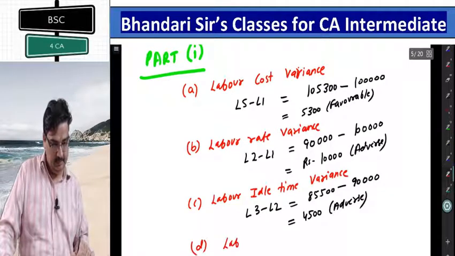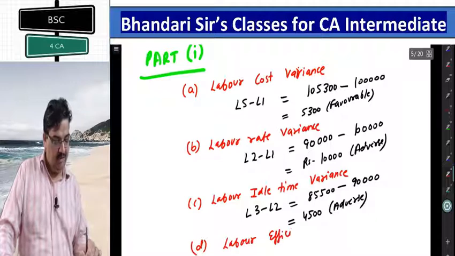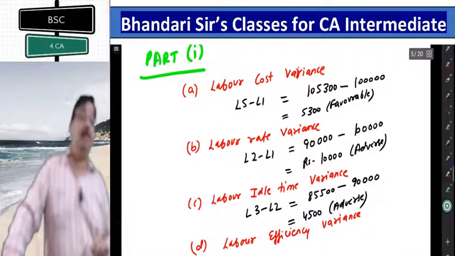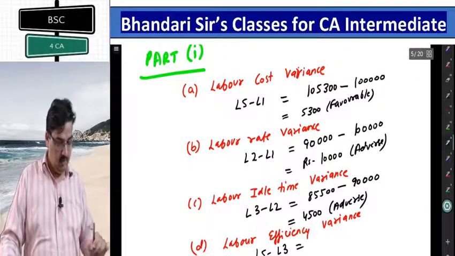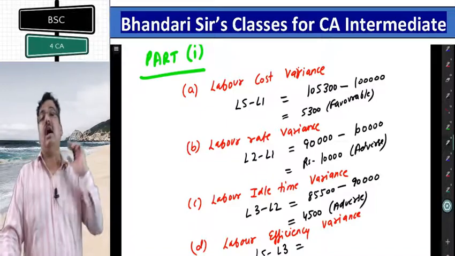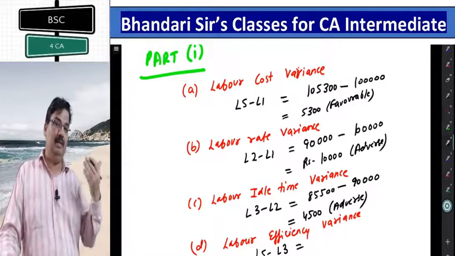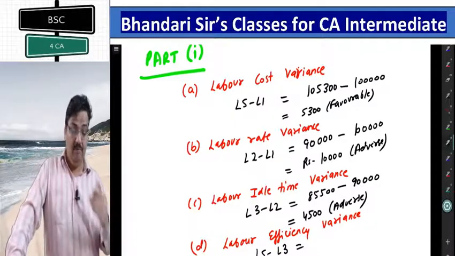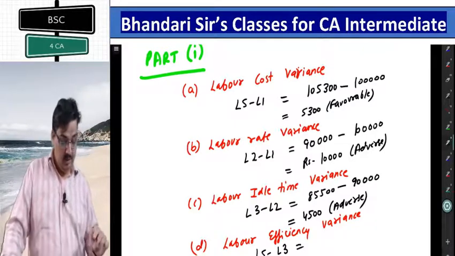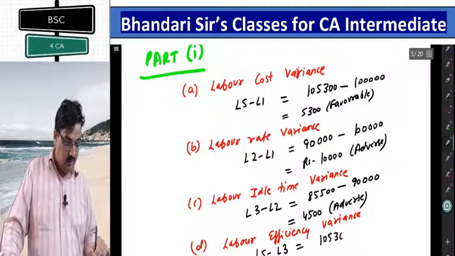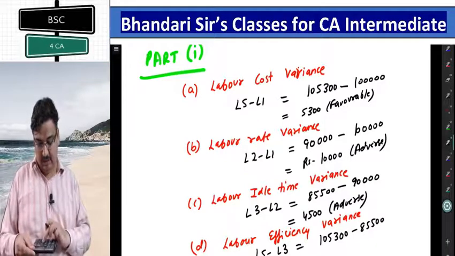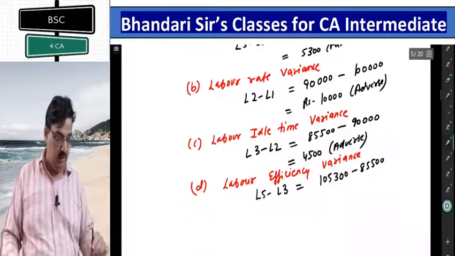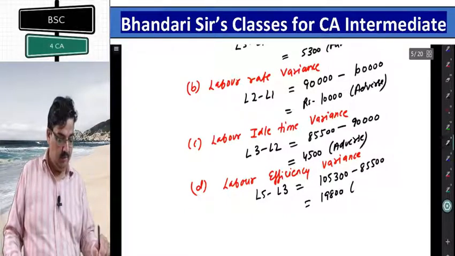D point, labor efficiency variance. Now be smart. Don't work out on the first table. L5 minus L2 is not correct. L5 minus L3 is called efficiency variance other than idle time variance, so technically that is a correct word that we can use. Other than idle time variance is this L5 minus L3. This is 1,05,300 minus 85,500. This is 19,800 favorable.